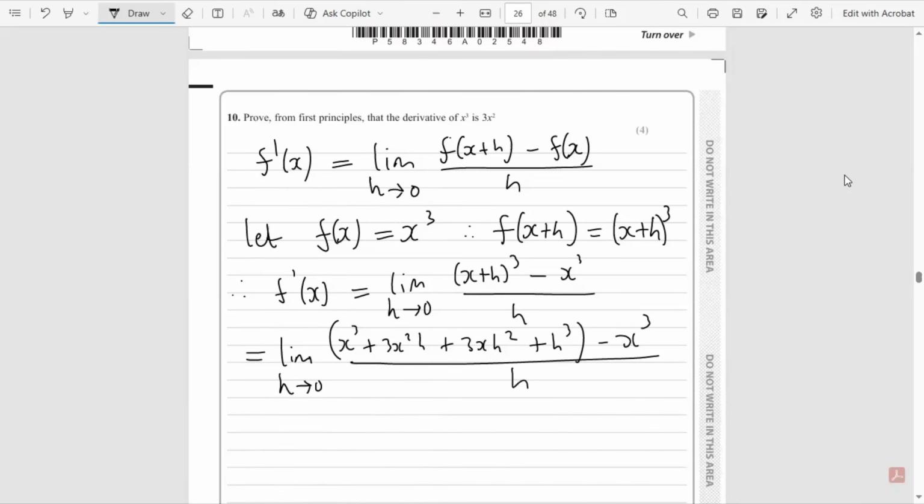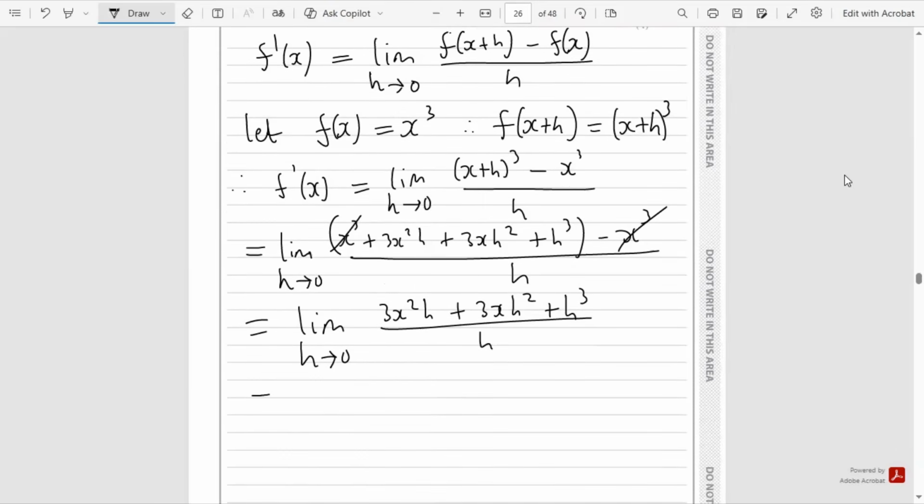Now then, we can actually cancel out the x cubes. So just cancel out the x cubes there. So this is the limit as h tends to 0 of 3x squared h plus 3x h squared, and then plus h cubed over h. So now what we can do is factorize an h out on the top. So the key idea with these differentiation by first principles questions, we want to factorize an h on the top so that it can cancel out with the h on the bottom. And then once we get rid of that h on the bottom, it then becomes easier to apply the limit of h going to 0. So let's do that now.